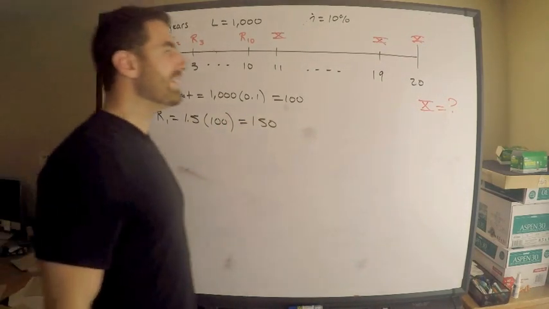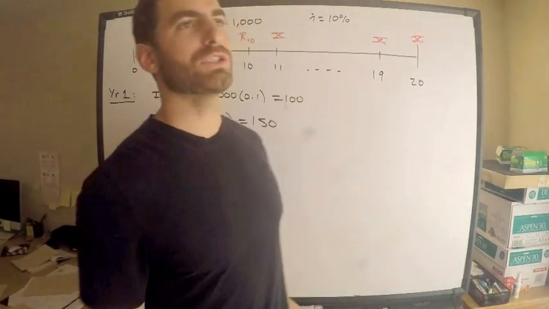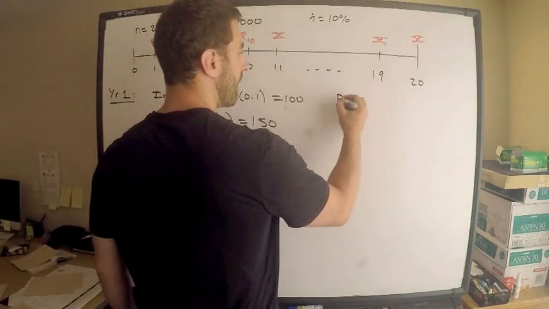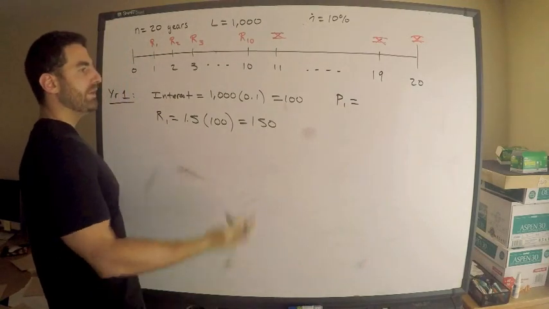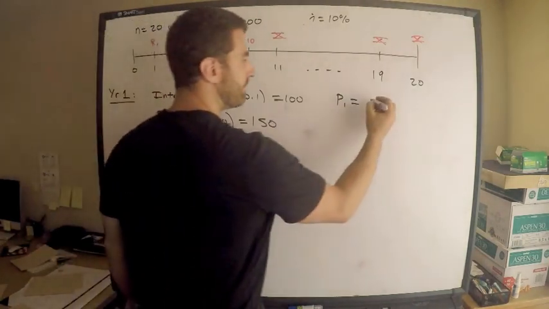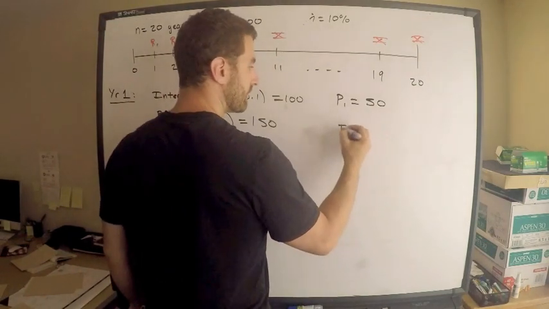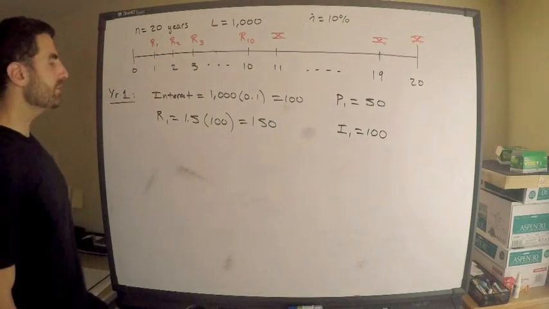Now, what does that tell you about the principal portion of the first payment? What is P1? This is common notation. This is the principal portion of the first payment. Well, interest was 100, which means we paid $50 of principal. What is the interest portion of the first payment? Well, that of course is 100. So that takes care of the first year.